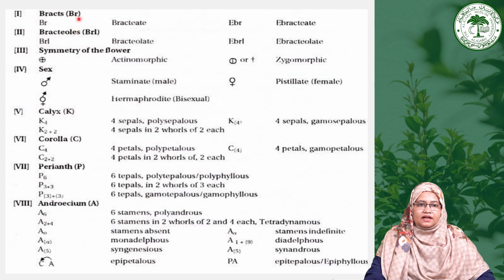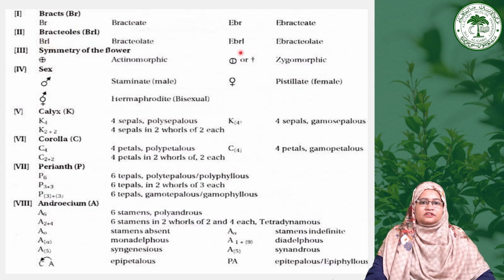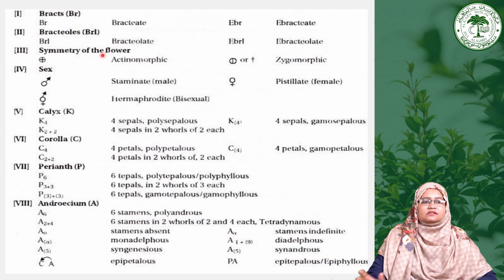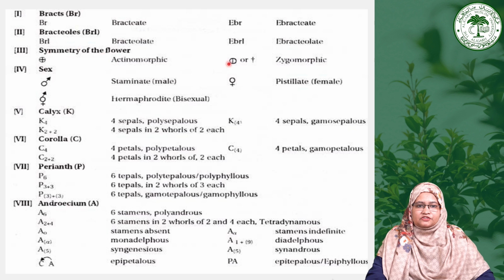As you can see, if the flower has a bract, it is written as BR, and that is called bracteate. And if the flower doesn't have a bract, it is called ebracteate and written as EBR. And if the flower also has a bracteole, it is written as BRL just next to the BR. And if it doesn't have a bracteole, it is written as EBRL. Then next to this, we have to write what type of symmetry the flower has, either radial symmetry or zygomorphic symmetry, which are represented by these symbols. Then if the flower is only male, it is represented by this symbol. If the flower is female, it is represented by this symbol. And if the flower is bisexual, it is represented by this symbol.